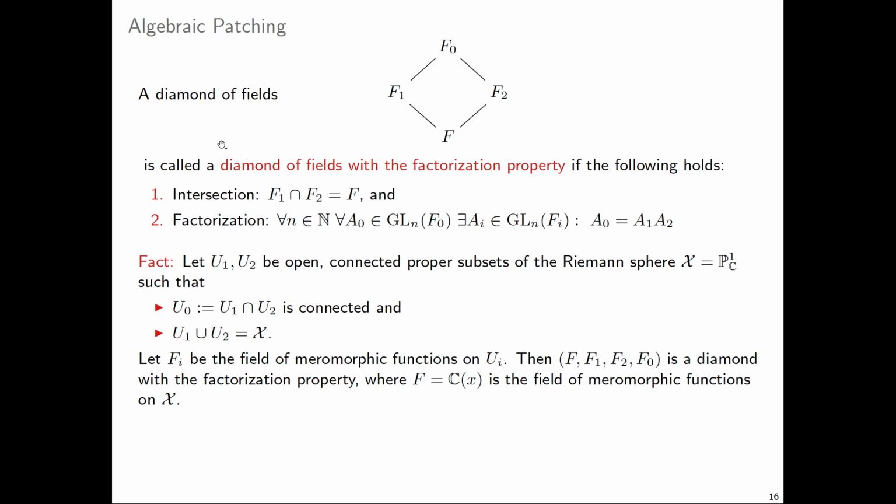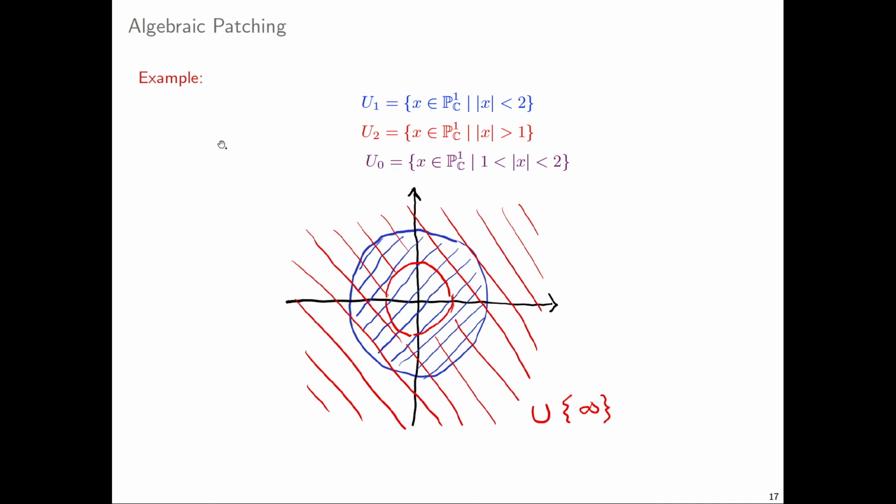And I believe that's a classic result, known for a long time, right? Yeah. And here's an example. So U1 is the blue open disk with radius 2. U2 is the complement of the closed disk with radius 1. And U2 also contains infinity. It's not really seen in this picture. And then U0 is the open annulus. That's connected. So, the 2 cover the whole space. So if you now consider the fields of meromorphic functions F1, F2, F0 on these sets, they are a diamond with the factorization property.